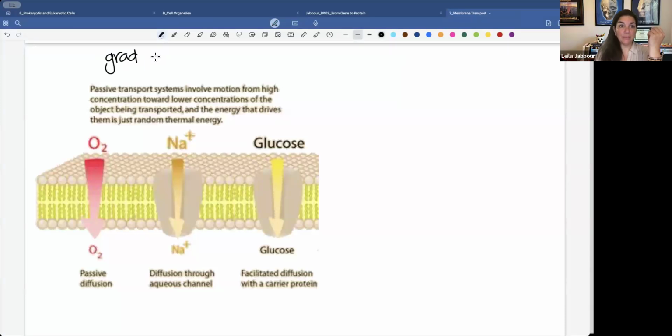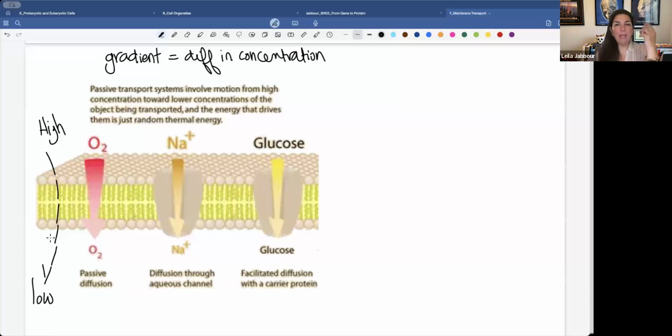A gradient is a difference in concentration. That's how passive transport occurs. It has to go from high to low concentration, and that's the only way we have a passive transport. Why is that? It's because if solutes are in very high concentration in one compartment, they're going to have a tendency to go towards the other side to reach equilibrium, because that's the purpose of a cell constantly. It constantly wants to be in what we call homeostasis, in a state of balance.